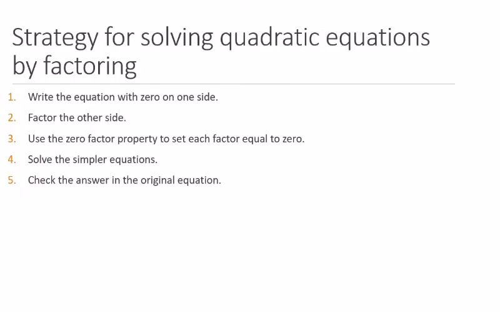So, strategy for solving quadratic equations by factoring. We want to set one side equal to 0, right? Step 1. Step 2, factor the other side. Step 3, use the zero factor property to set each factor equal to 0. Step 4, we want to solve simpler equations. Those are going to be the binomial, usually the binomial factors. And then step 5, check the answer in the original equation.